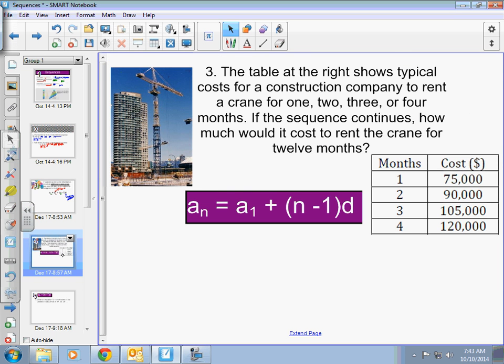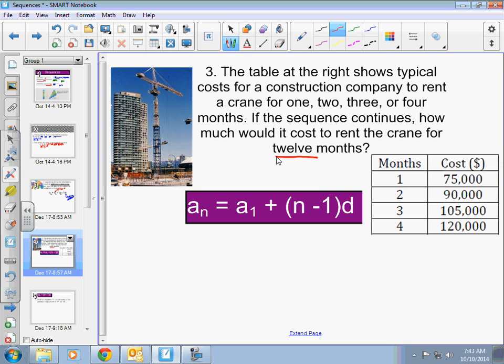We also have one for geometric, but we're going to look at an example for arithmetic first. The table at right shows typical costs for a construction company to rent a crane for 1, 2, 3, or 4 months. If the sequence continues, how much would it cost to rent the crane for 12 months?